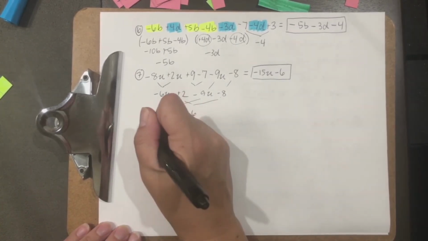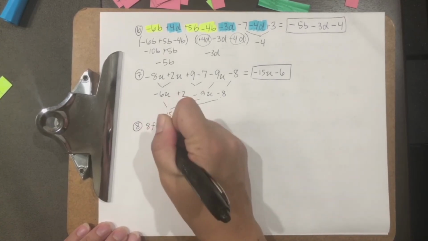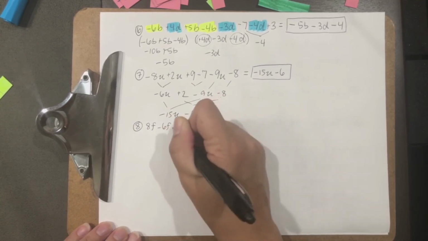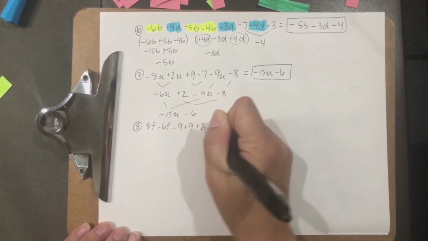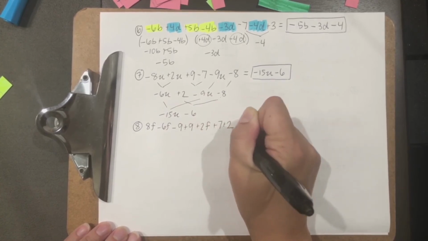All right, let's do number 8. 8F minus 6F minus 9 plus 9 plus 2f plus 7 plus 2.